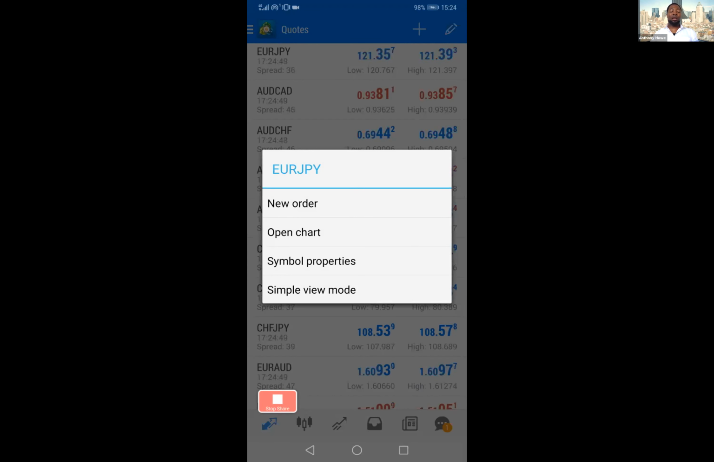And then you want to click on new order. Now, I'm using an Android, but if you've got an iPhone, it says trade, okay? So you want to click on new order, or trade if you're on an iPhone.